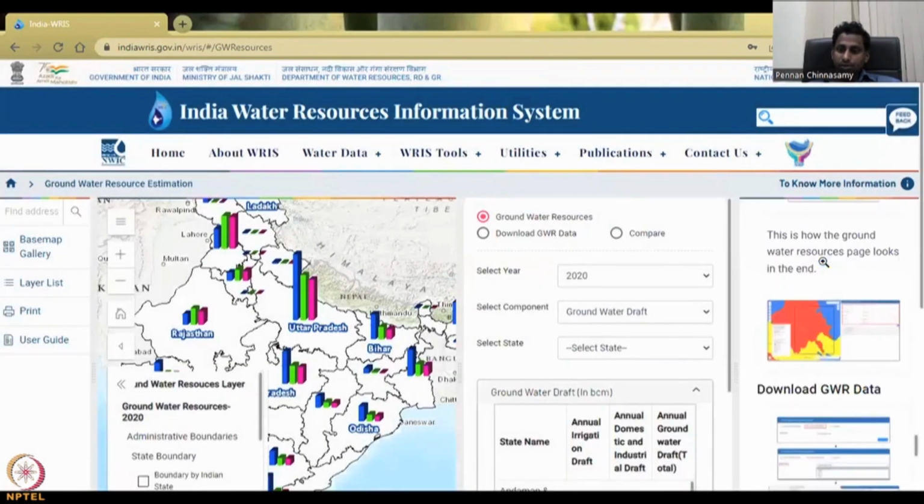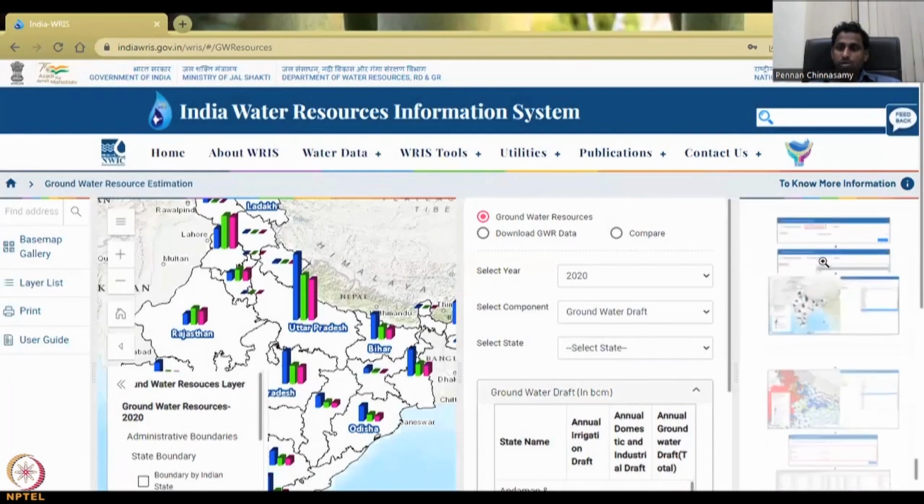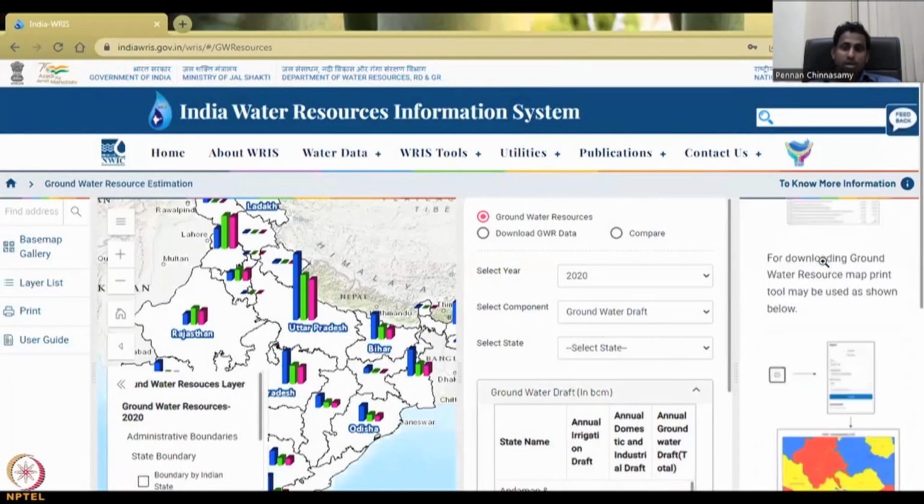Okay, you could see like different data you can download, you can compare, etc. So now I'm going to walk you through what each one is. So I'm going to push this to the side.